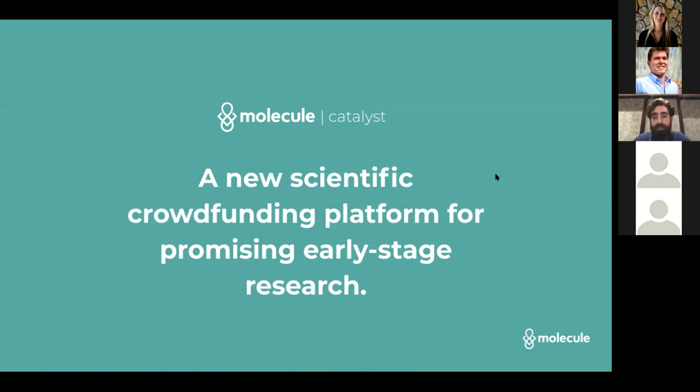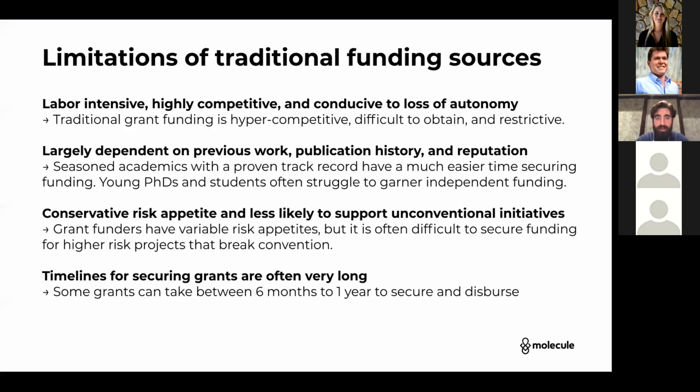I'm really happy to present you with Molecule Catalyst, the alpha iteration of our platform. This is a new scientific crowdfunding platform specifically for promising early stage research. The easiest way to think about this would be like Molecule as you know it, but without an asset at the center of these markets. So in this case, you would be, in a sense, donating to a research project. But there's a lot of really interesting things we could do to incentivize donations in a way that benefits both researchers and ultimately the people who are donating as well.